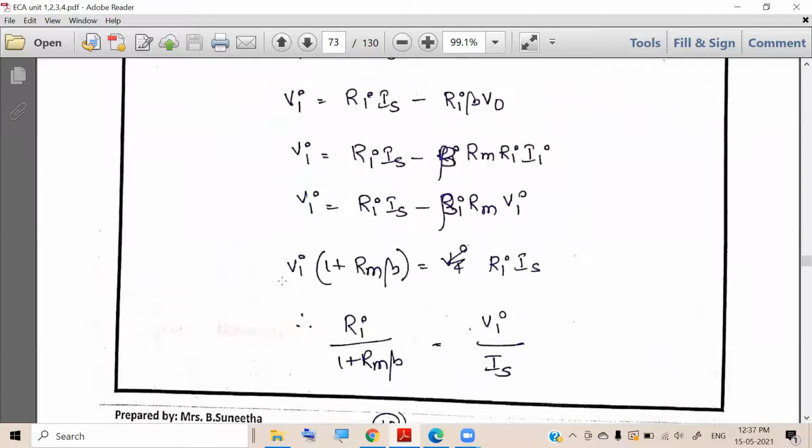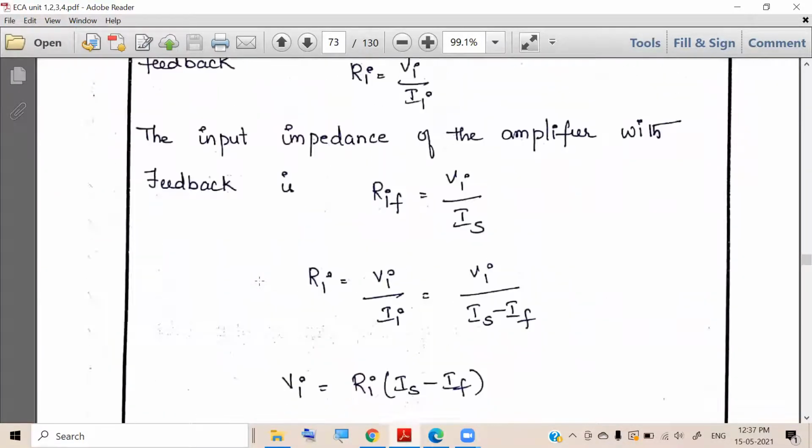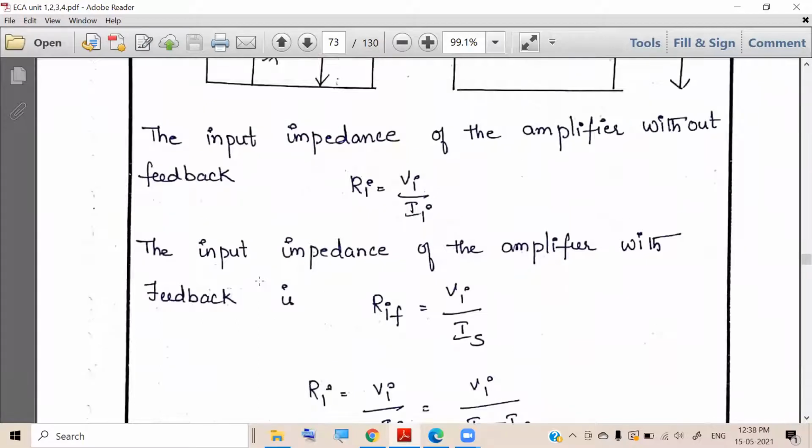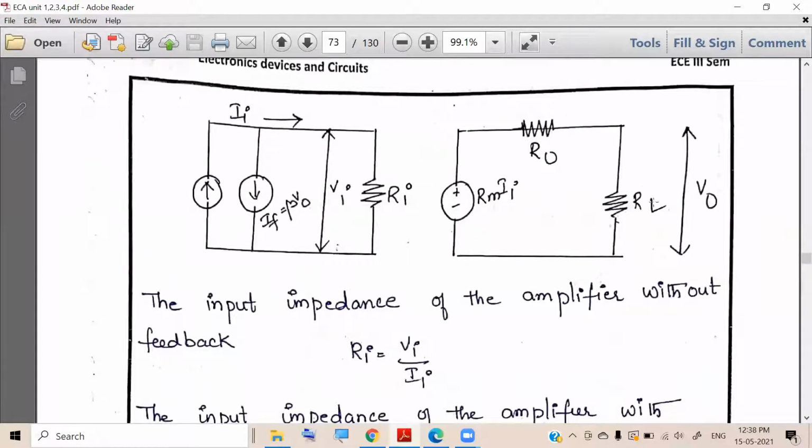Next, we will go for output resistance. So, what are the rules for finding output resistance? Yes, RL open circuit. If the input source is represented in terms of current, make the current 0. If you have Vs, make Vs 0. If you have Is, make Is 0. No problem, same rule.